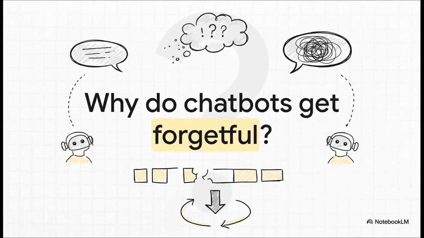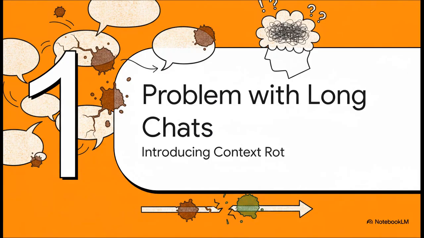So, you ever been in a really good conversation with a chatbot, and then boom, it completely forgets what you were talking about just a few minutes ago? It's a super common, super frustrating problem. And it's not just you. There's a very real technical reason this happens, and it actually has a name. And that name is context rot.